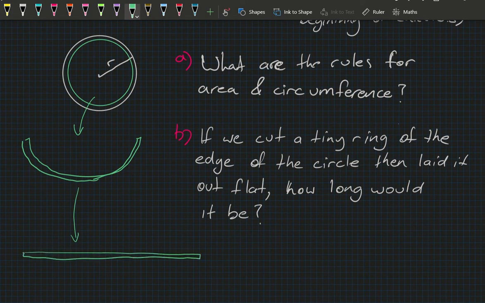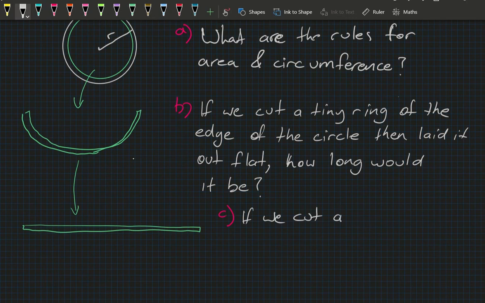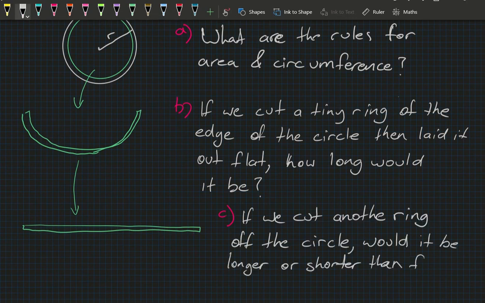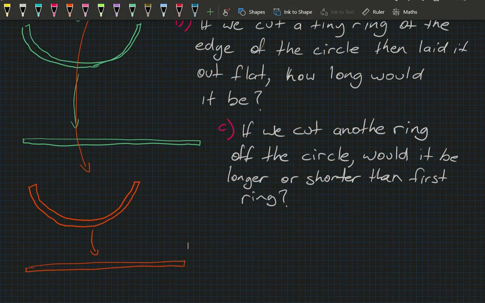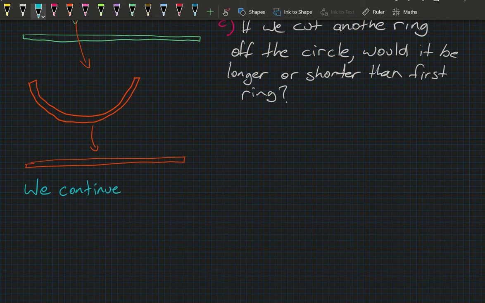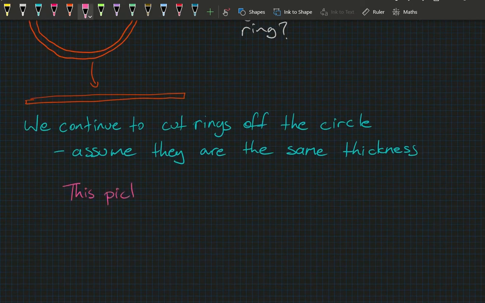And in part C, the question is, if we cut another ring off the circle following this cut, would it be longer or shorter than the first ring? So let's draw that one now. We're going to continue cutting the circle like this from now on, and from this point, assume that all the rings are the same thickness. Perhaps this picture may help.